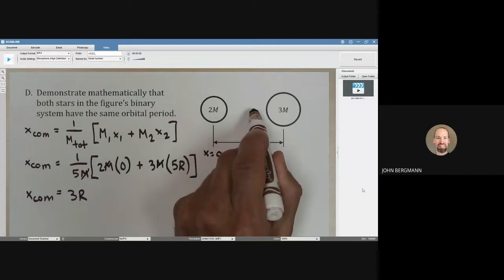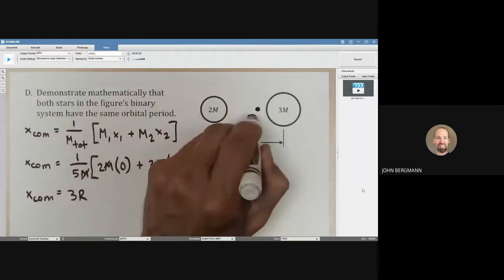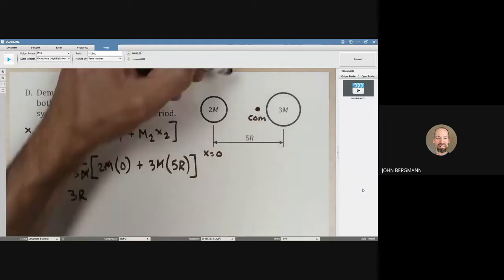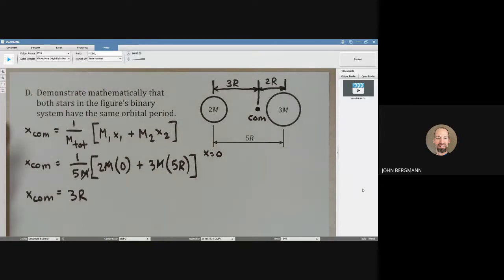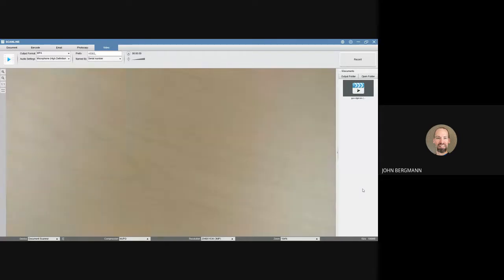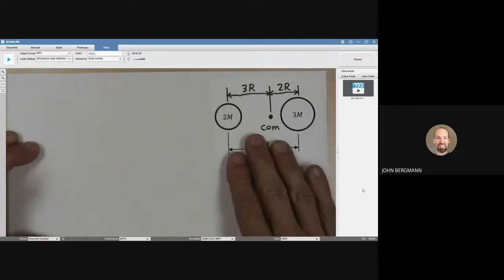2.5 would be about right there, so 3 is going to be right about there. There's our center of mass, and the orbital radius of each of these, that's going to be a total of 2r, and then that's going to be a total of 3r. Now, we're asked to show that these have the same orbital period. So let's do that if we can.